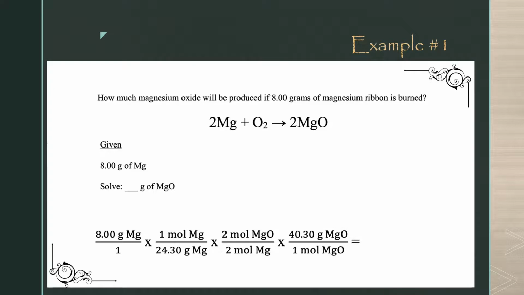Now we can cross out the same units at the numerator and denominator. Grams of magnesium can be crossed out, moles of magnesium can be crossed out, and moles of magnesium oxide can be crossed out as well to leave us with our solution's unit, grams of magnesium oxide. We then multiply all numbers in the numerator and divide that by the numbers in the denominator to get 13.27 grams of magnesium oxide.